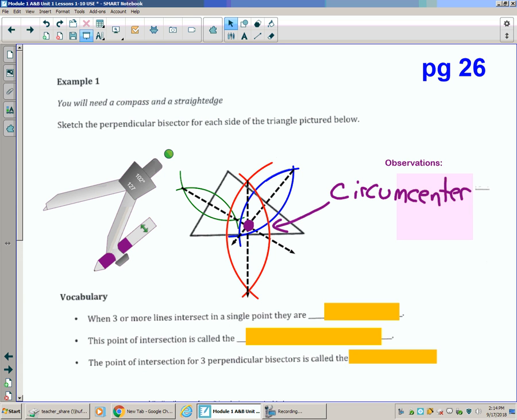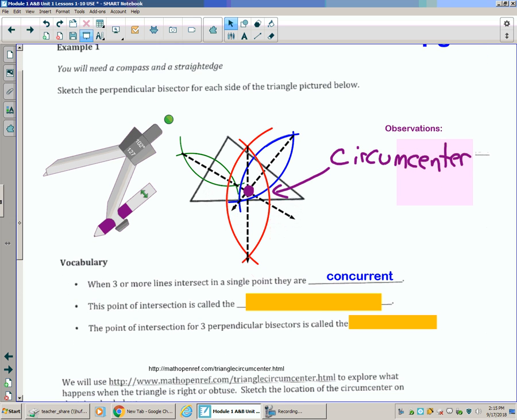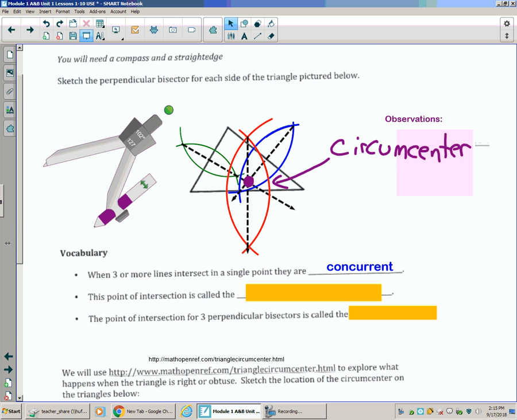Now, technically, anytime three lines intersect at a point, we call those things concurrent. If two lines intersect, we call that an intersection. But if three lines hit, we call that concurrent. The point is just called the point of concurrency. But like I said to start this one, specifically when three perpendicular bisectors intersect, that specific point has a name called the circumcenter. And that's that point in purple right in the middle.